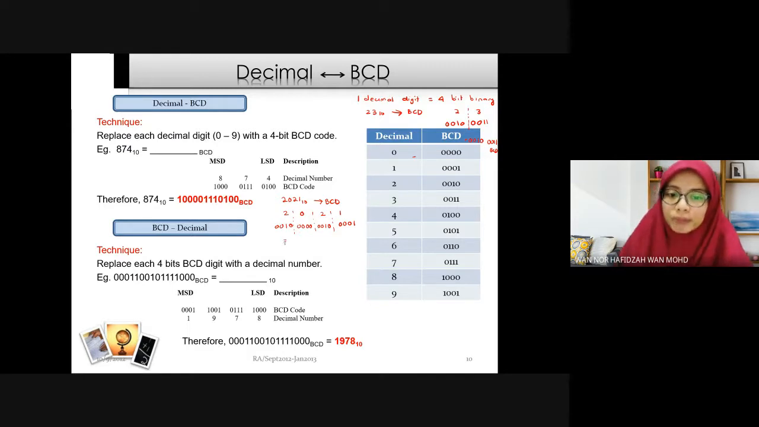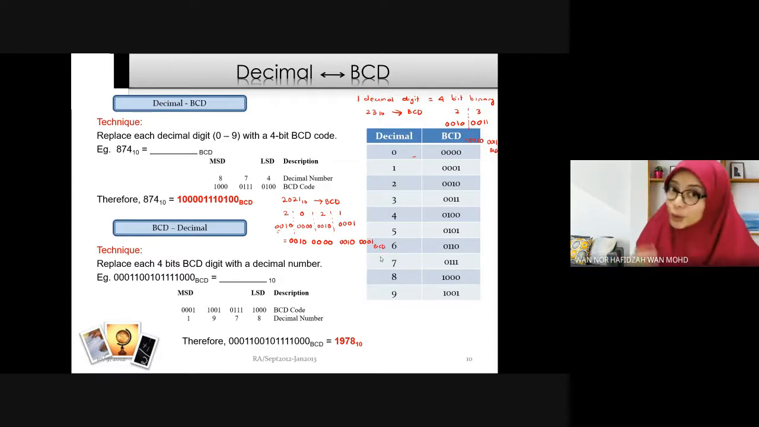If we do binary, we don't need to put the 0 at the front, because it is not significant. For a binary number, the 0 at the most significant bit is not significant. But not for BCD. For BCD, you need to include all. So the final answer is 0010, 0000, 0010, 0001 BCD. Remember this.